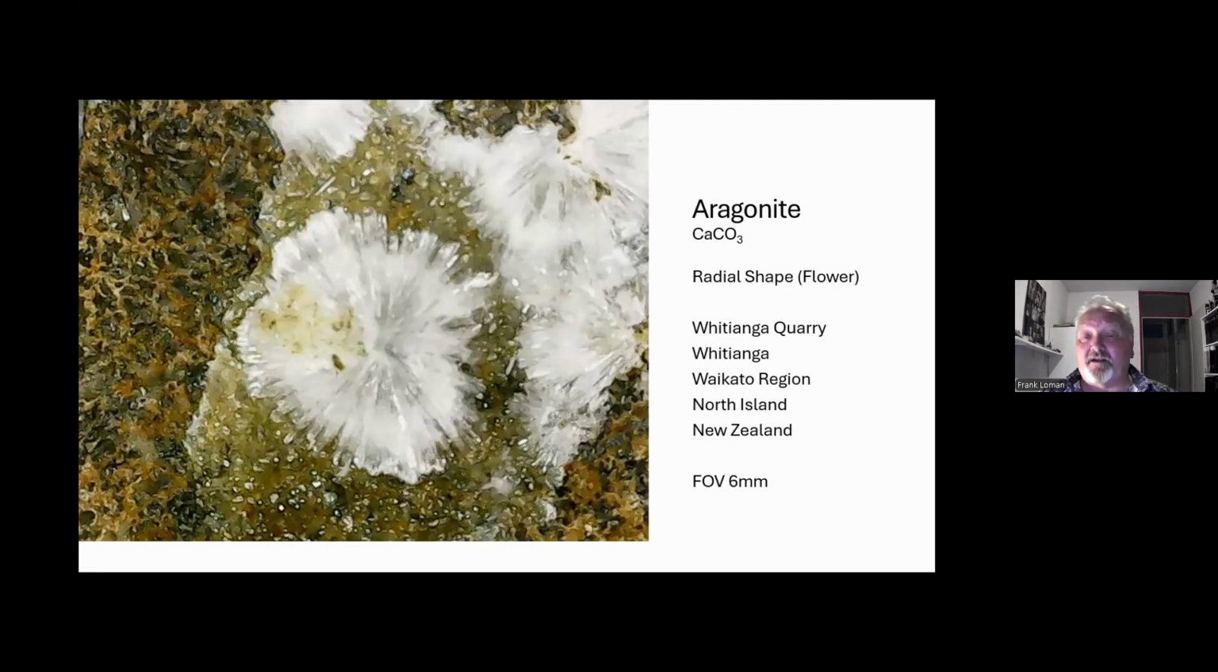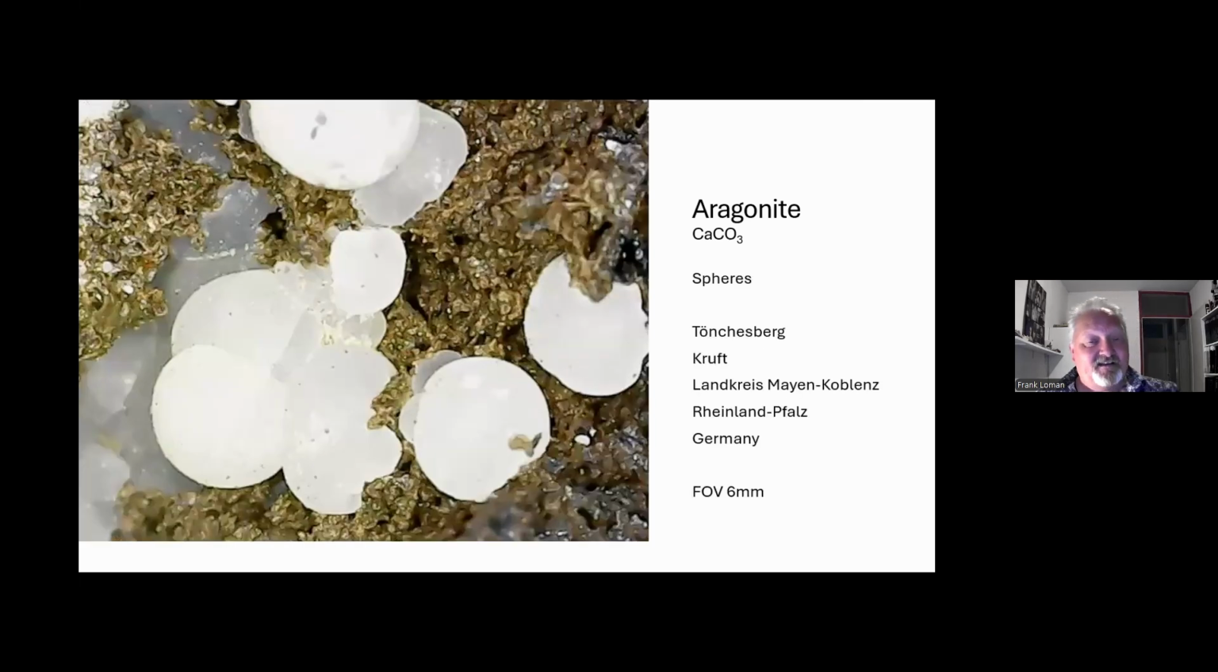Aragonite can also form radial-shaped aggregates, which we call flowers. This one is from the Whitianga quarry in the North Island of New Zealand. And they can form complete spheres. These are colorless, they appear to be white, from Tønsberg in Rhineland-Pfalz in Germany.